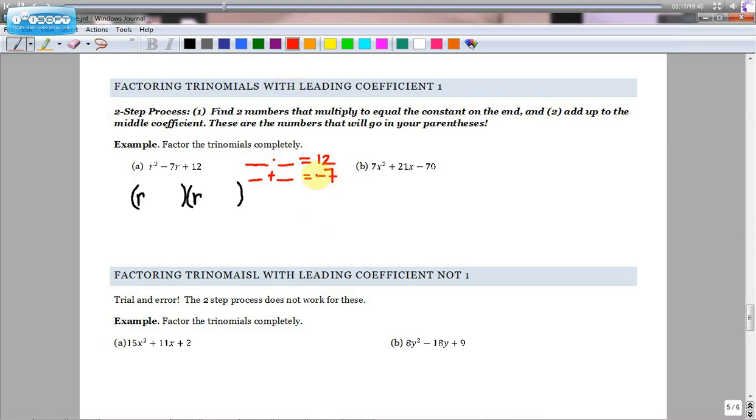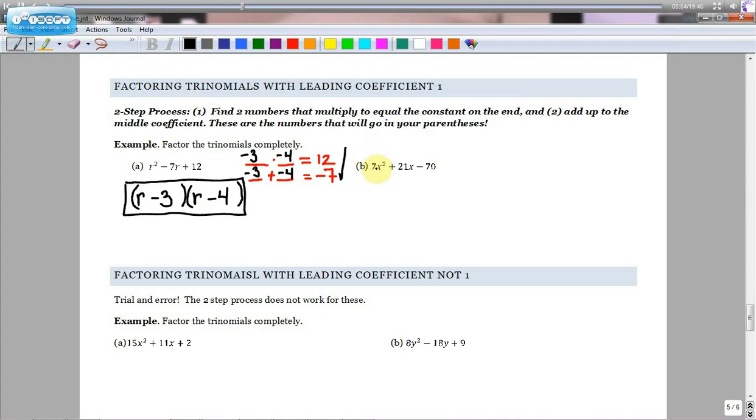Okay, well, I know I'm going to have some negative numbers since I want to end up with a -7 when I add them together. However, when I multiply them, I'm going to come up with a positive number. Okay, so that tells me both of my numbers are going to be negative. So if we look at a -3 times -4, that gives us a positive 12. -3 plus a -4 equals a -7. So those two work. So that tells me that those are exactly the numbers that will go in my parentheses. And that would be my factored expression.